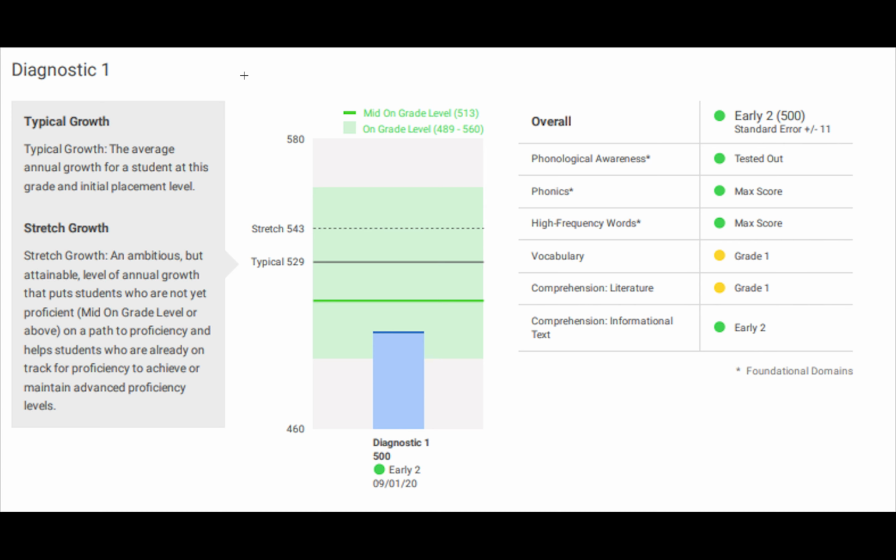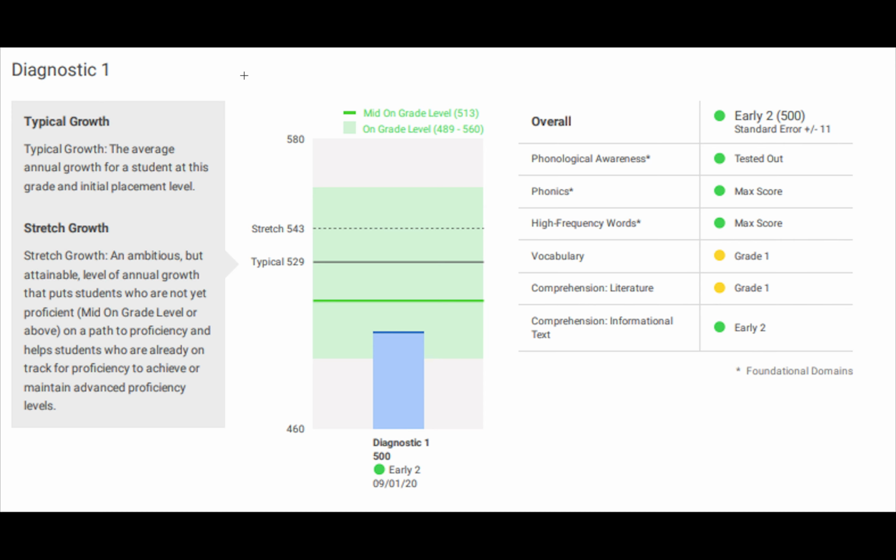In the table, it will say again your student's overall score for the diagnostic for reading. And then it will list out the domains inside reading, and those are phonological awareness, phonics, high frequency words, vocabulary, comprehension of literature, and comprehension of informational text. The top three can show either tested out or max score if your student has received the maximum score on those foundational skills that they learn up through second grade. And if it says tested out, that means they have reached the maximum too.